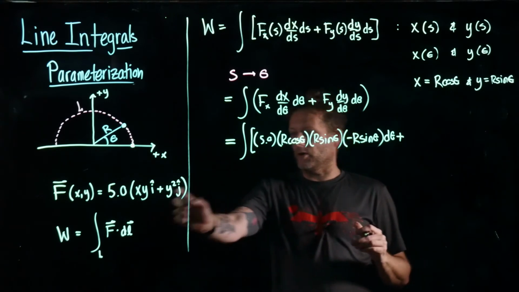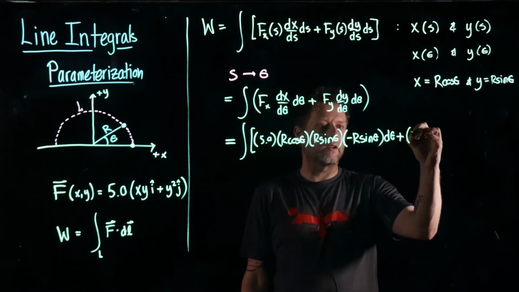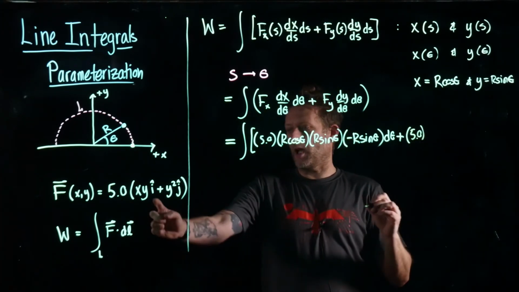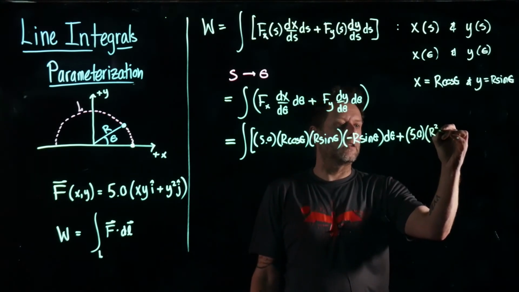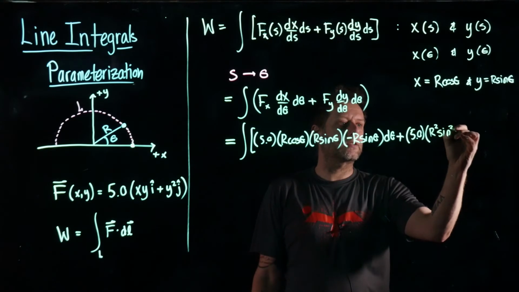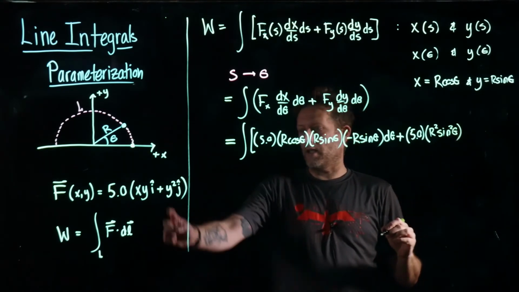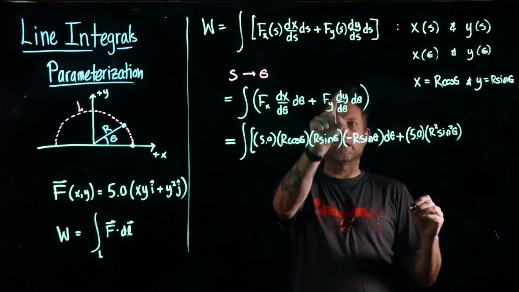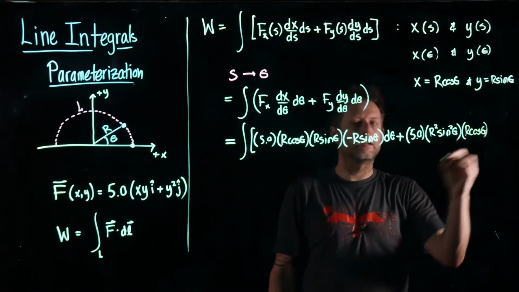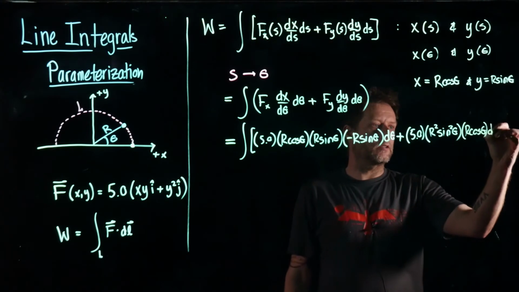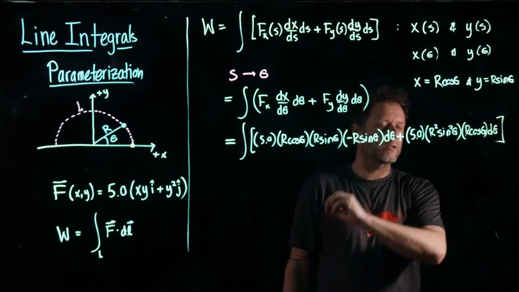Now take the y component. That's going to be 5 multiplied by y squared. Well, y squared is going to be r squared sine theta squared. And then we have dy d theta, which is going to be r cosine theta. And then we multiply by the differential of theta, and then close the bracket.